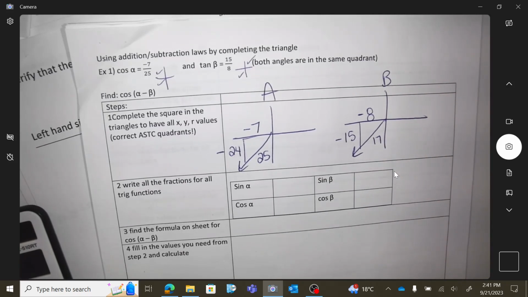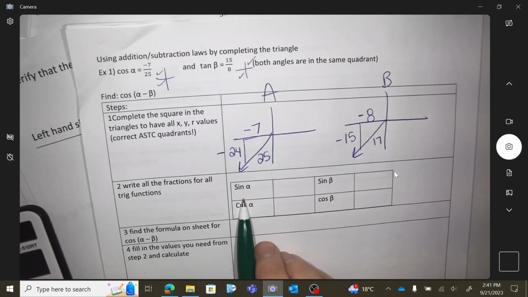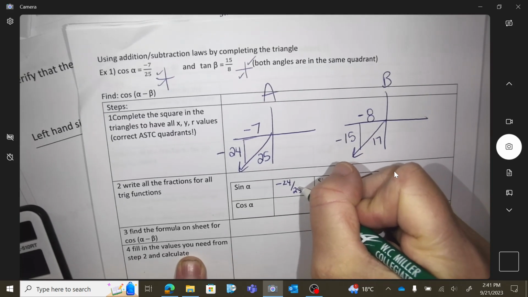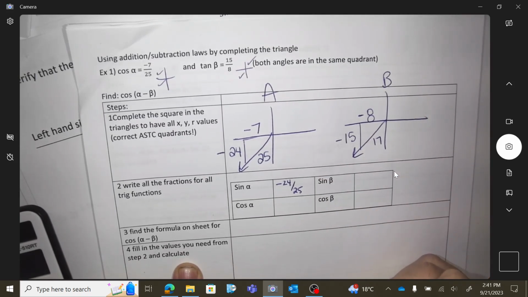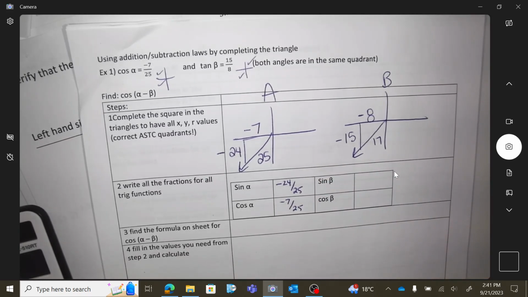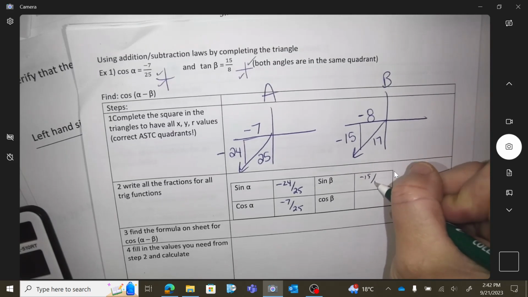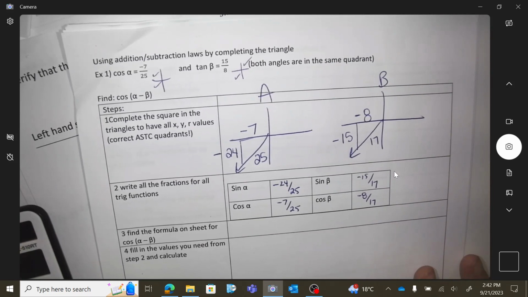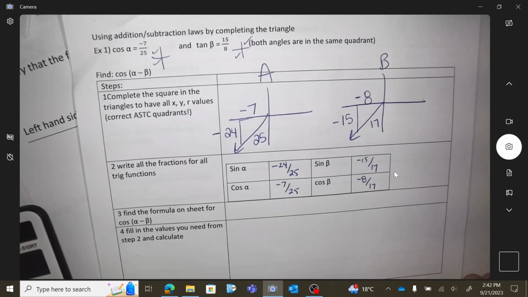Okay, I'm going to write the fractions. So the sine of A, y over r. The cos of A, x over r. Sine of B, y over r, and then x over r. Okay, all old work here. We know how to do this. We know how to find x, y, r stuff. We know our ratios. So now we're putting a twist on it. We haven't even got to the question.